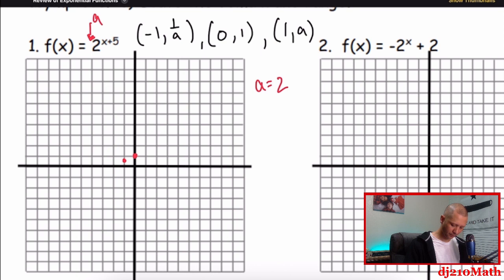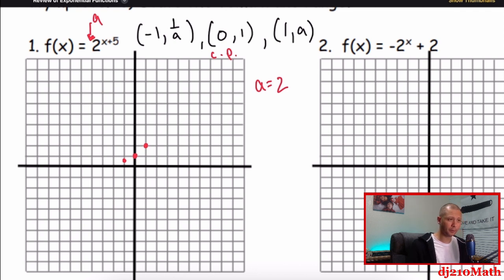Zero comma 1, that's the critical point, right? If there's going to be a vertical reflection, it'll be about that point. And right now, it just so happens that it's on the y-axis. It's not always the y-axis, specifically if it rotates or translates left and right. Okay, so here are three critical points. This would be the parent function.